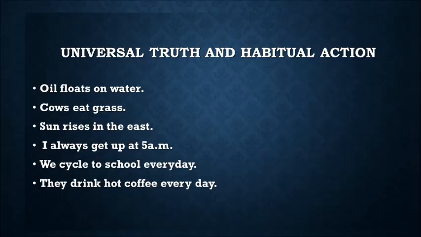We use simple present tense while talking about any universal truth or general truth, like oil floats on water, like cow eats grass, sun rises in the east, or earth revolves round the sun. So these are universal truth or general truth. And second one, habitual action. I always get up at 5 a.m.